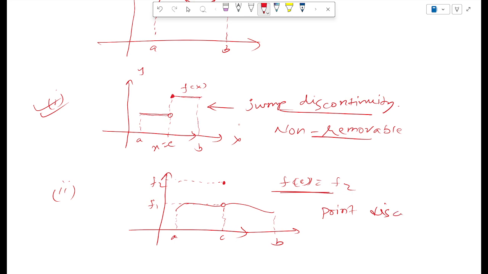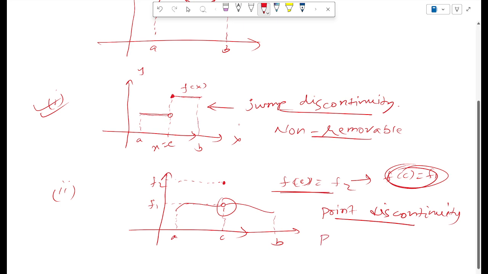Point discontinuity. And this type of discontinuity can be removed if we redefine this function in such a way that at x equal to c, f(c) is f1, then this function will become continuous. So this type of discontinuity is called removable discontinuity. Okay. So here in example 1, we saw jump discontinuity.